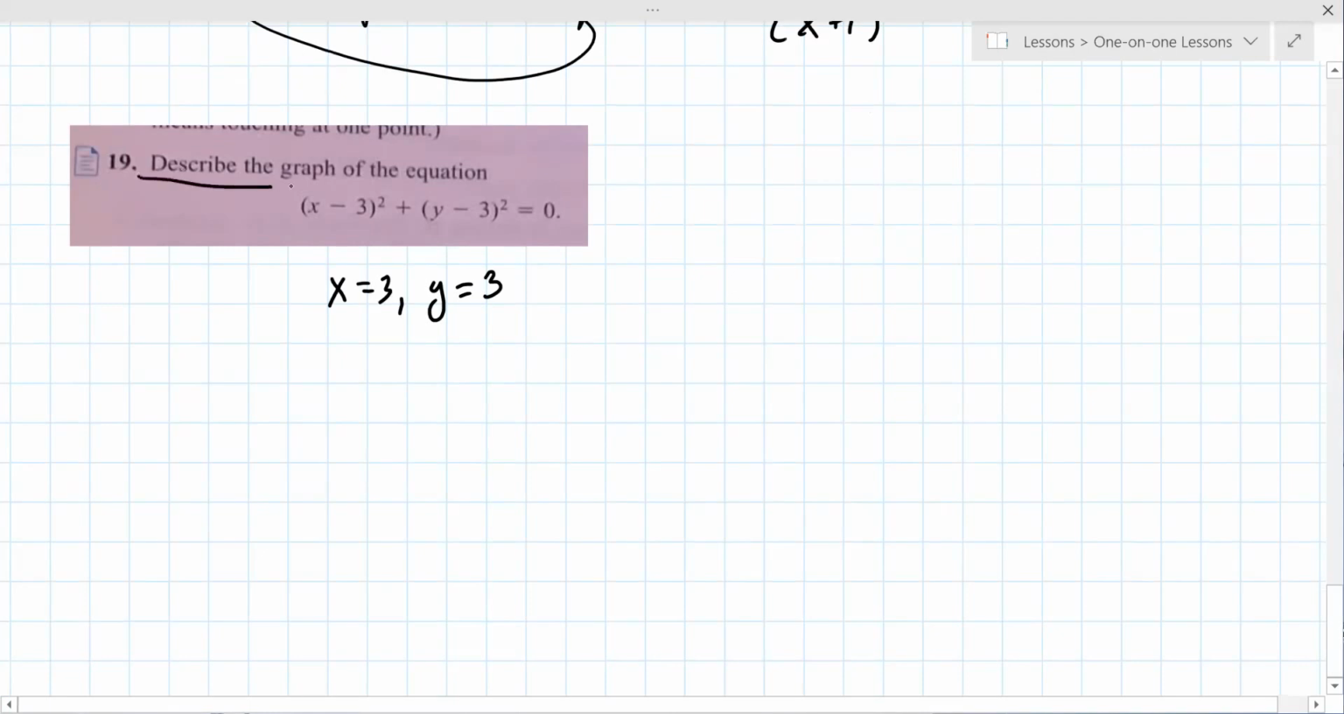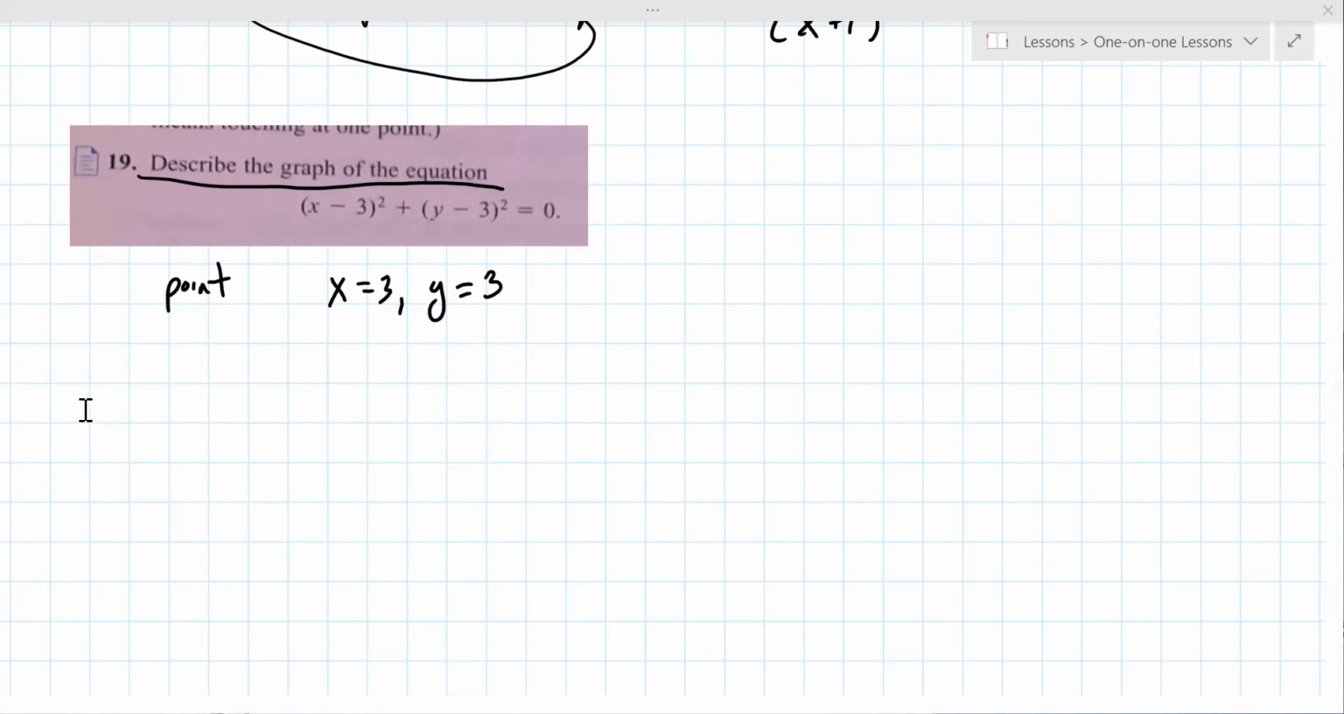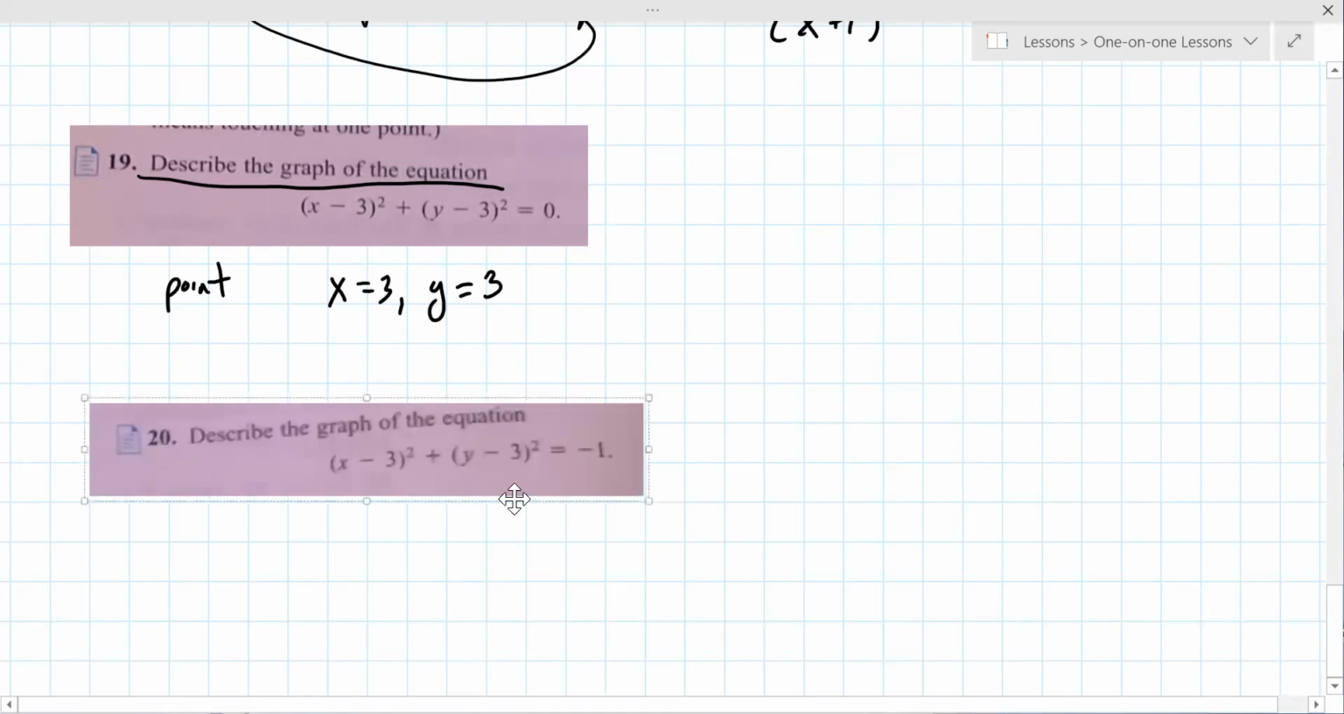So describe the graph of the equation. It's just a point. You're used to there being a number over here. But with no number, or with the number 0, it's just one point. It's just x equals 3, y equals 3. That's it? Yep, it's just a point. It's a little odd. I think it's out of context here, but that's what they do.